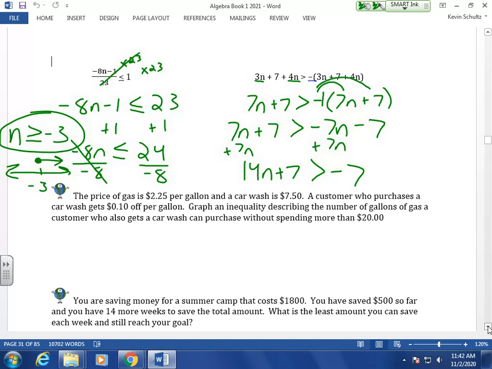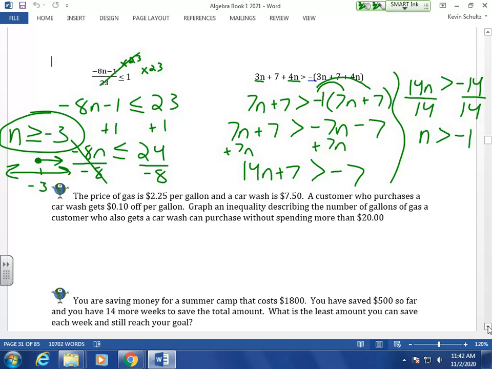Subtract 7 from both sides. Now at my two-step here, that gives me 14n is greater than negative 14. Divide both sides by 14 to get n by itself. Is the inequality symbol going to be flipping here? No, it's not, because I'm dividing by a positive 14. I get n is greater than negative 1.